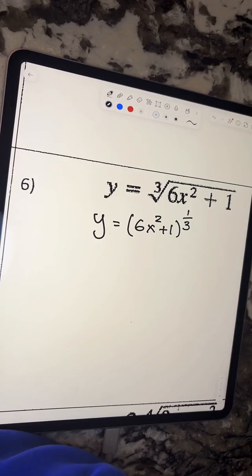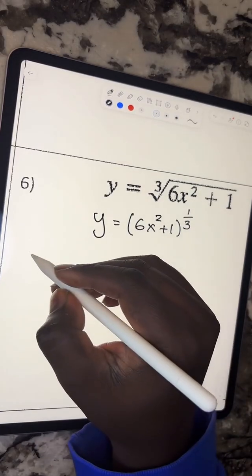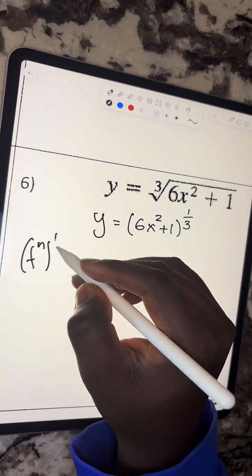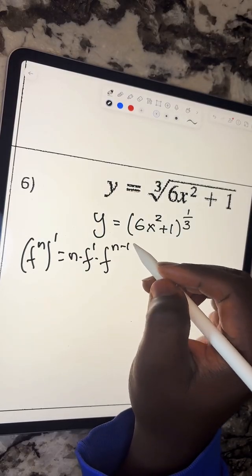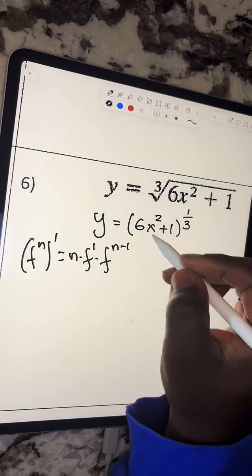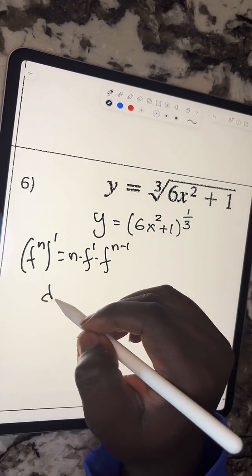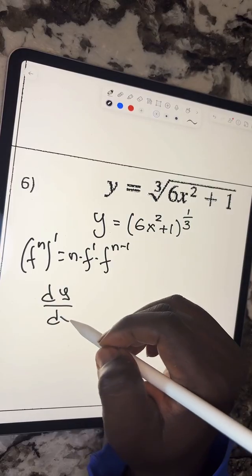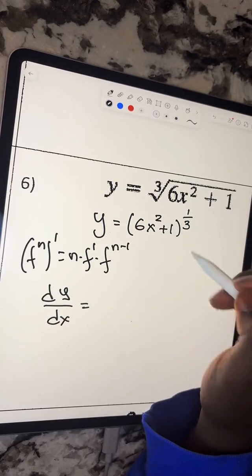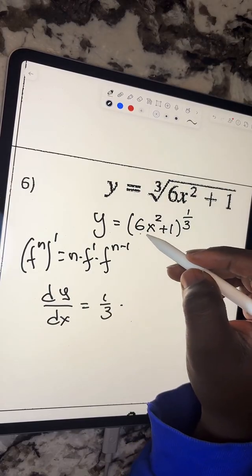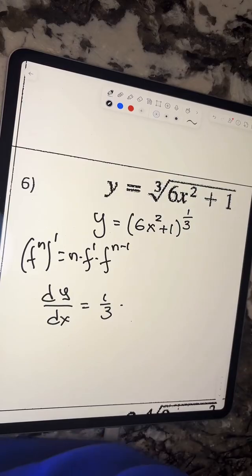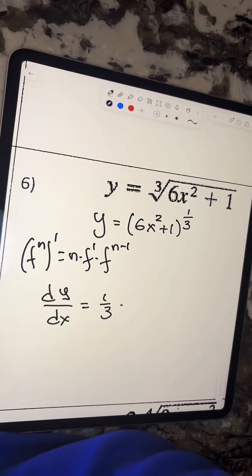Okay. So now we use what we said. F of n prime will be n times f prime times f to the power of n minus 1. So now dy over dx becomes n, I drop down the exponent, 1/3, times the derivative of 6x squared plus 1. What's the derivative of 6x squared plus 1?